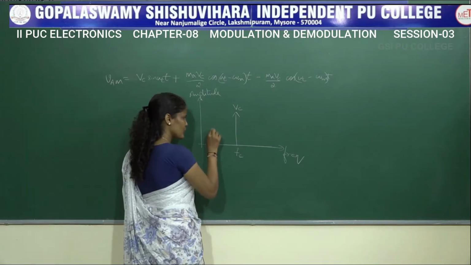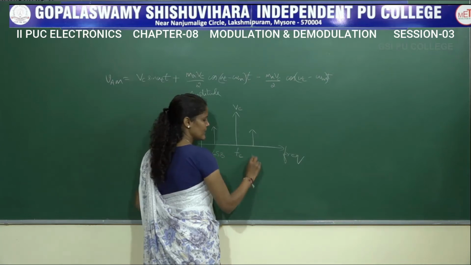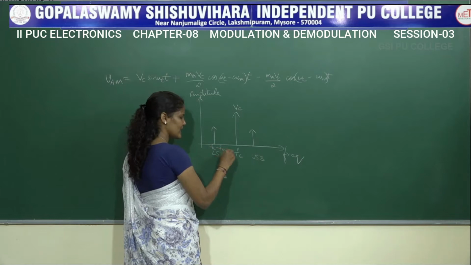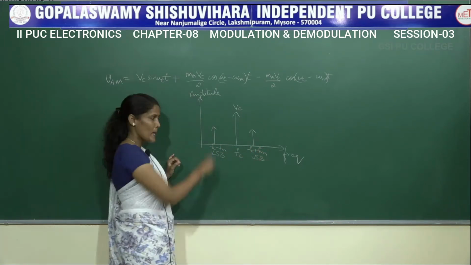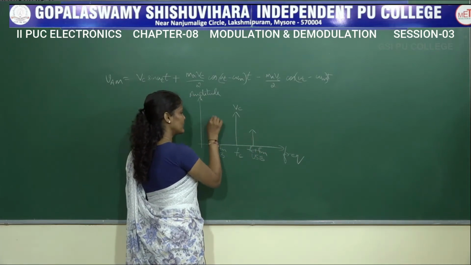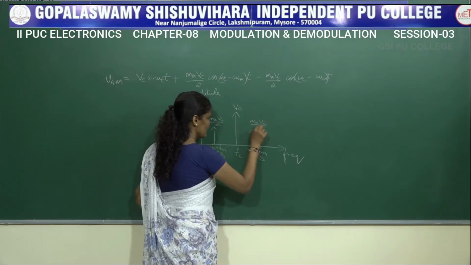and we will have two side bands. One is called the lower side band, the other the upper side band. The lower side band frequency is Fc minus Fm, the upper side band frequency is Fc plus Fm, but both the side bands have an amplitude of Ma into Vc divided by 2, as we saw.